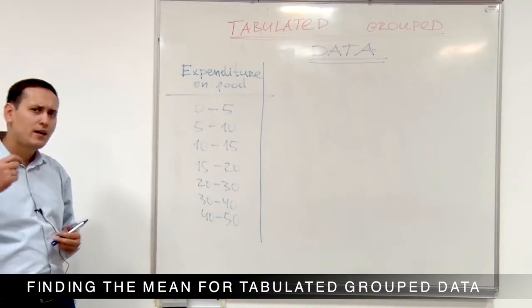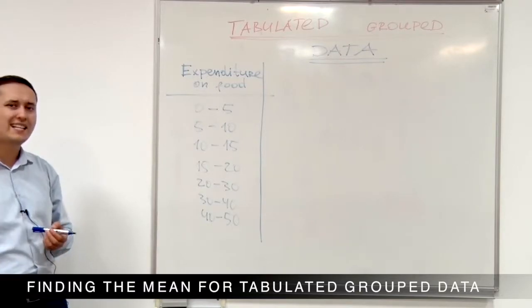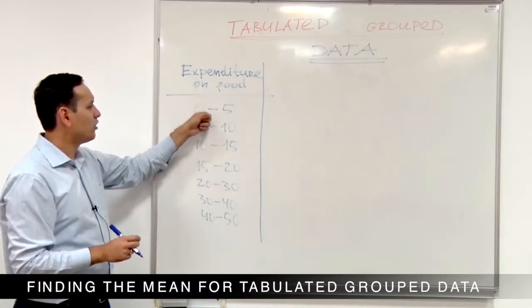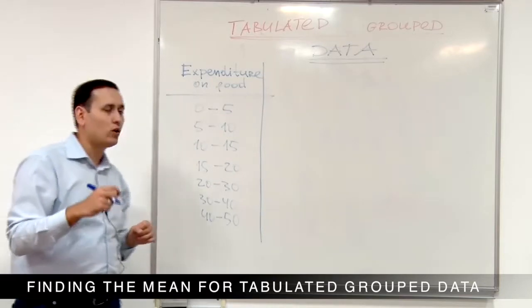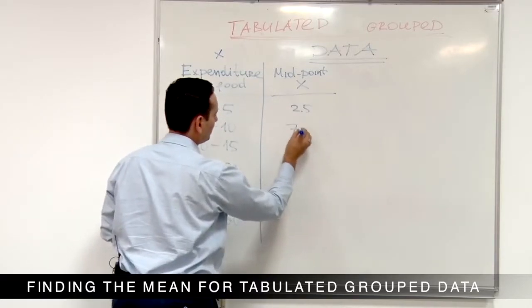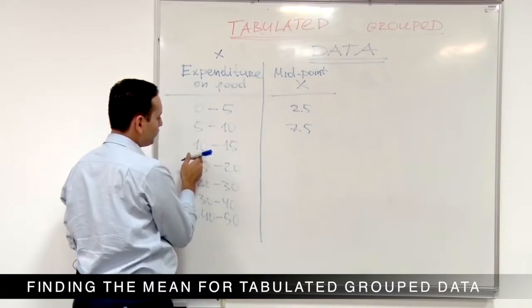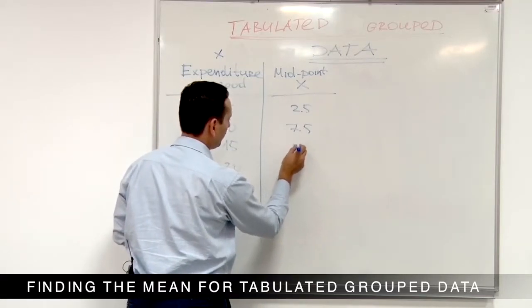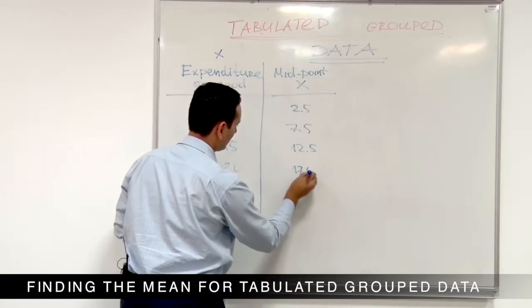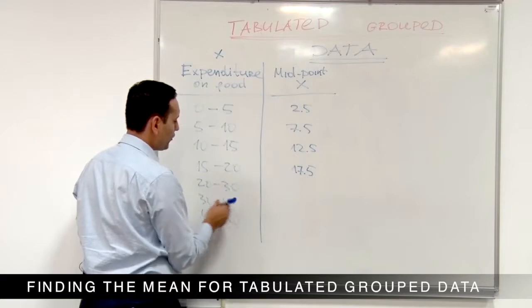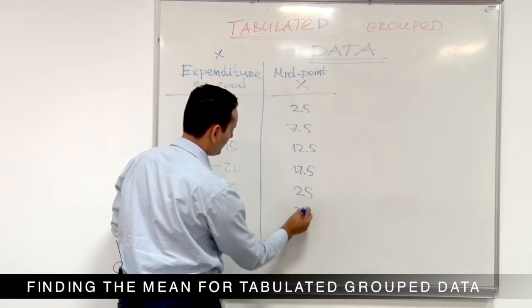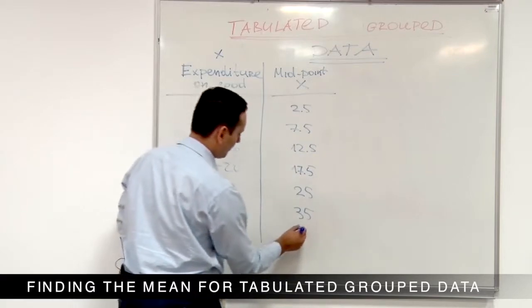When we work with this grouped data, we should find the midpoint of each group. We find the midpoint of this group by finding the average between 0 and 5. So the average of 0 and 5 is 2.5. Then 7.5. The average between 10 and 15 is 12.5, then 17.5. Between 20 and 30, that's going to be 25. 30 and 40, that's going to be 35, and 40 to 50, that's going to be 45.